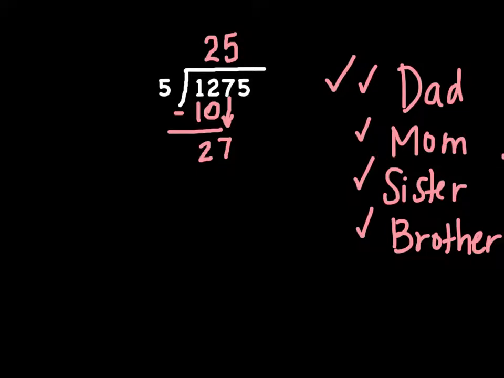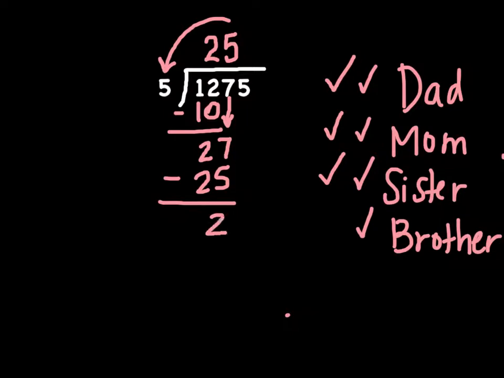Now that we've divided, we're going to go ahead and multiply. 5 times 5 is 25. And then we're going to go ahead and Sister, which would be subtract. And then Brother, bring down the next number in the problem, and that would be a 5.